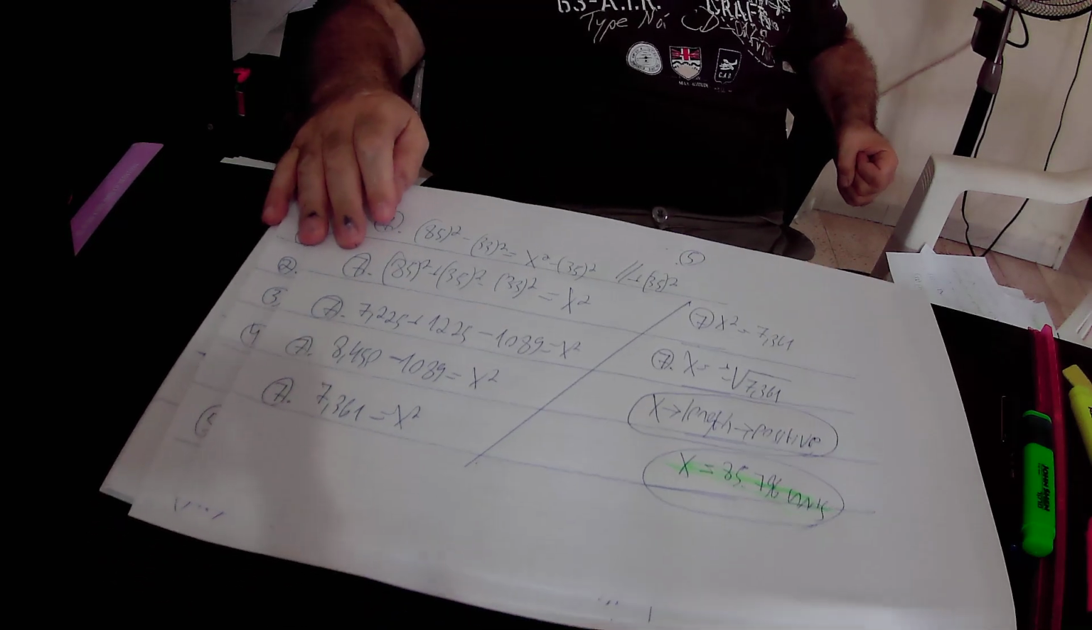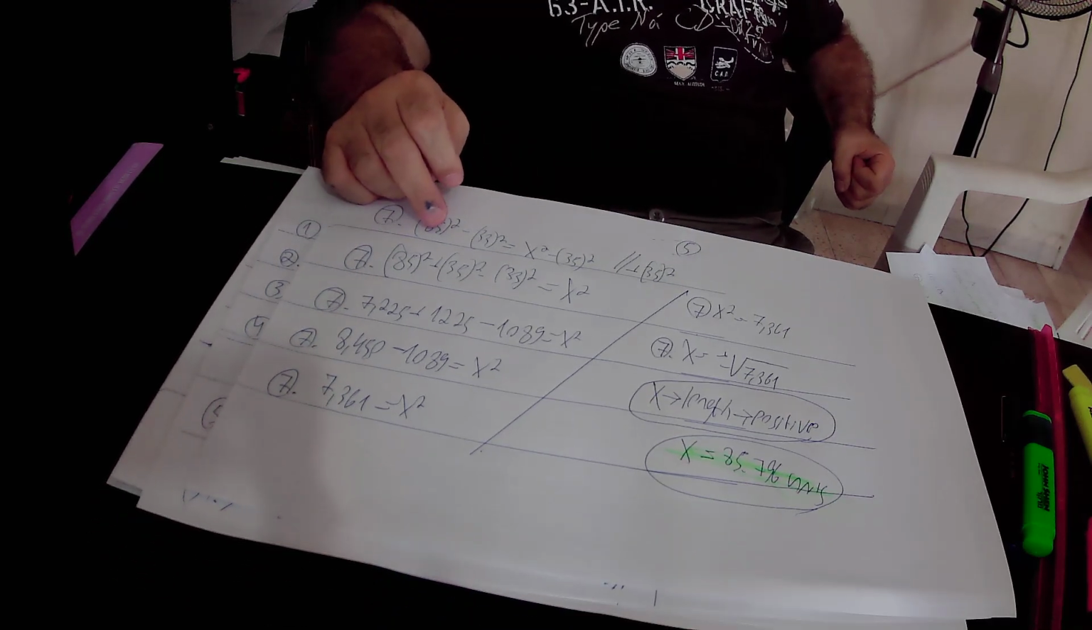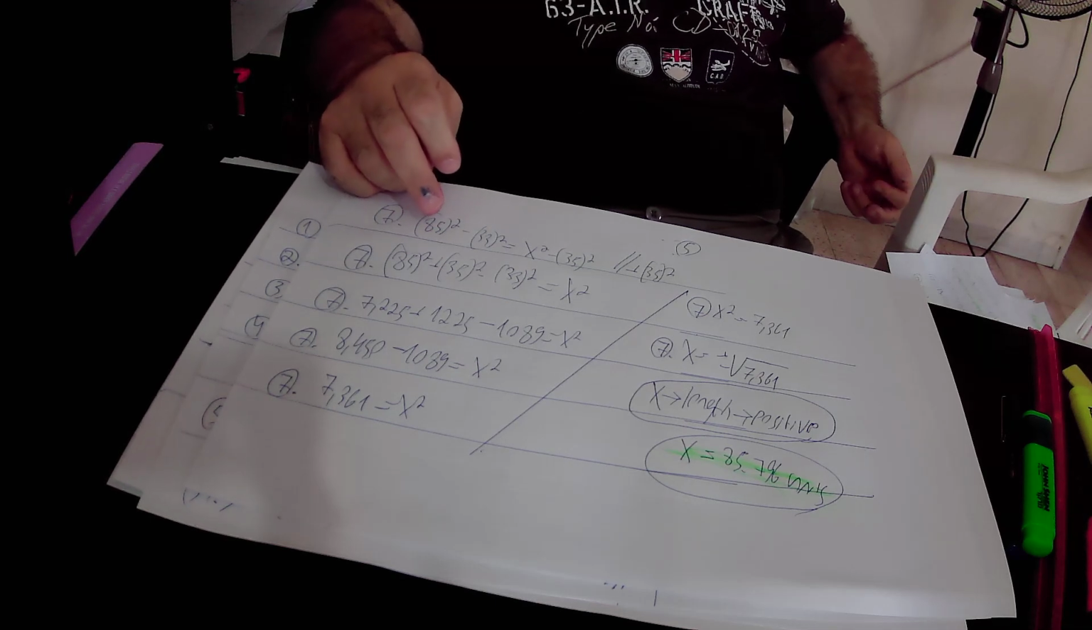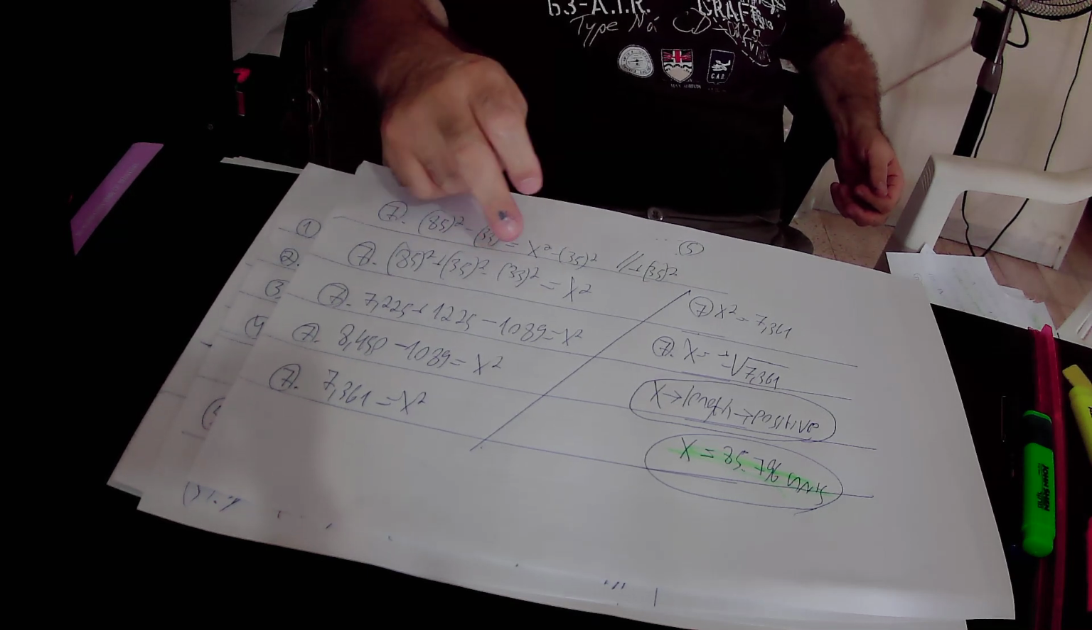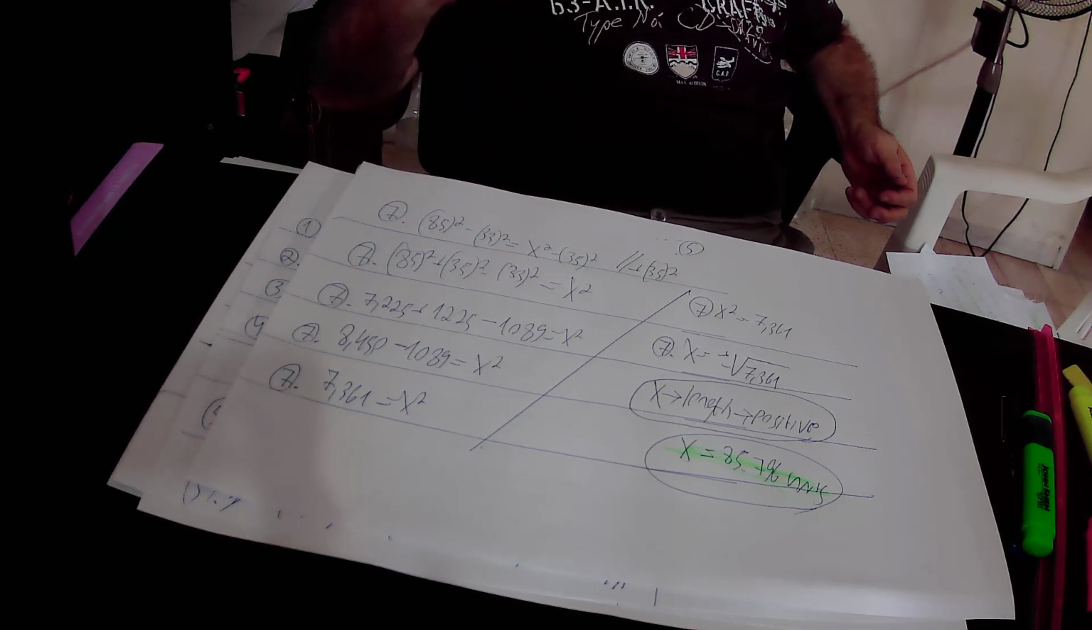85 square is 7,225, 35 square is 1,225, minus 33 square, and 33 square is 1,089. That is equal to x square.